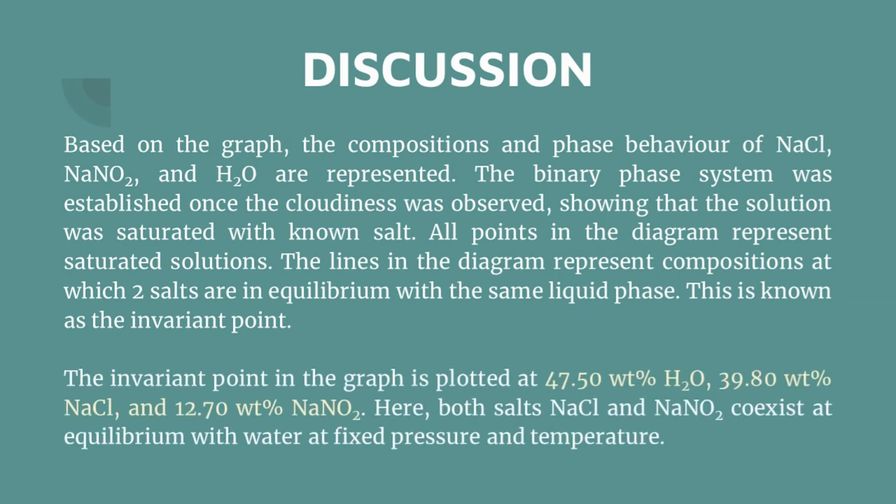The invariant point in the graph is plotted at 47.5% H2O, 29.8% NaCl, and 12.7% NaNO2. Here, both salts, NaCl and NaNO2, coexist at equilibrium with water at fixed pressure and temperature.